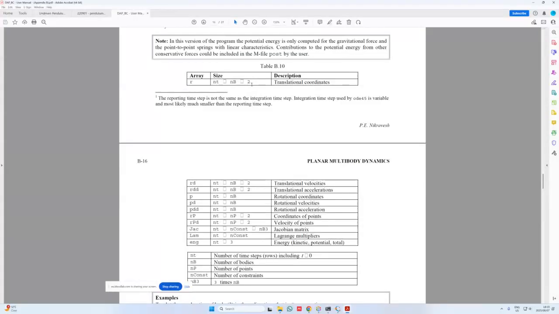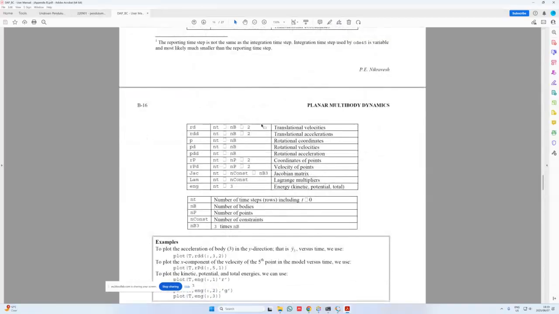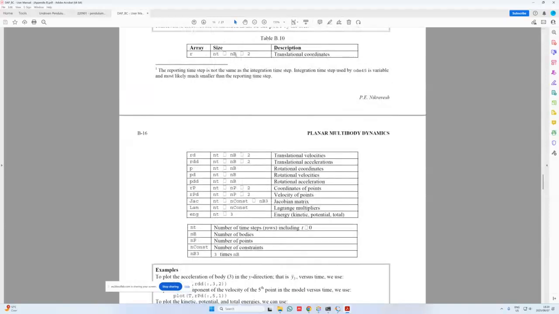So 1, if I specify the last element as 1, it refers to the x coordinates. If I specify the last entry as 2, it will refer to the y coordinates. RD is simply the translational velocity, so the same size as the translational coordinates, also x and y velocities. Then I have the x and y accelerations in RDD, and then P, PD, and PDD are the rotational coordinates, velocities, and accelerations, and they have a form of number of time steps by the number of bodies. So in our case, it will be 30 by 1.